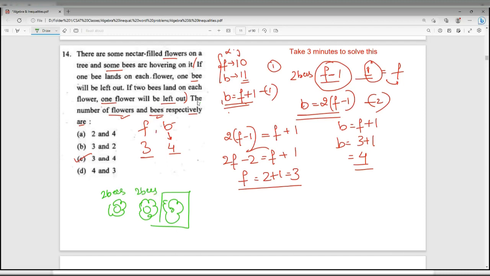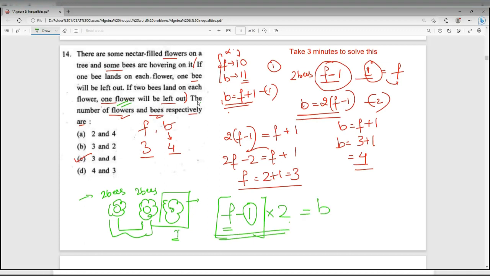So how many bees are there? Whatever the total flowers are, you have to subtract 1 from that. If the total flowers is F, you have to subtract 1, and that would be the remaining part here. This is the one flower that is extra, that is left out, and this is the total flowers. So on these remaining flowers, there are two bees on each flower. So this is the total number of bees: F minus 1, into 2. This is the equation. I hope this is clear.